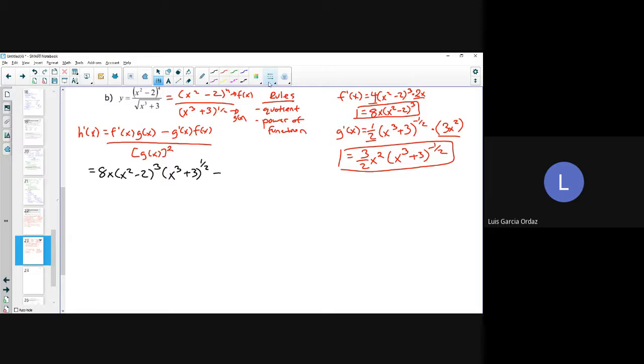Subtract the derivative of g of x times the derivative of f of x, which we get negative 3 over 2 x squared times x3 plus 3 all to the power of negative 1 over 2, multiplied by x squared minus 2 all over 4, which is divided by g of x squared, which is x3 plus 3 all to the power of 1/2, and that's all squared.